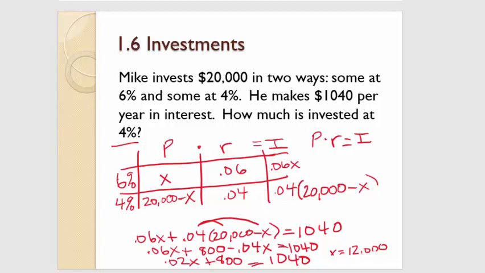So I'll do it up here for lack of room. I have 20,000 minus the 12,000 invested at 6%, and that gives me $8,000. So that means that at 4%, Mike invested $8,000, and that answers the question. So that concludes Chapter 1's review. Watch this video again to look at the strategy for each of these problems before working on the worksheet.